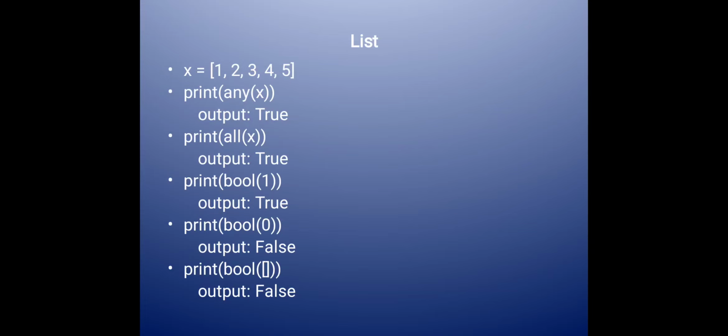Then print bool of 1. The bool function returns a boolean value of the given value. Print bool of 1, the output is true. That means the boolean value of 1 is true. Then print bool of 0. The output is false. The boolean value of 0 is false. Print bool of a single square bracket. Output is false. That means this empty square bracket's boolean value is false.